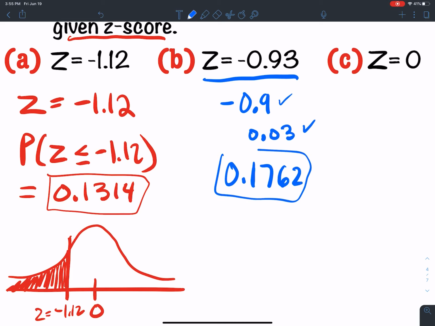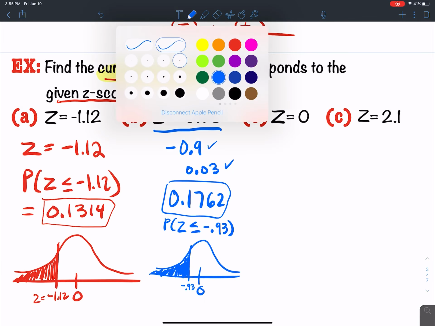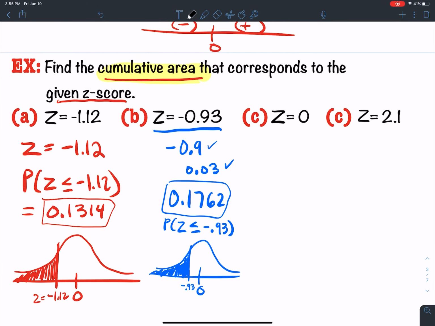0.1762 is my answer. This represents the probability that z is less than or equal to 0.93. And in a picture form, 0's in the middle, negative 0.93 is here, and so this is area to the left. Okay?